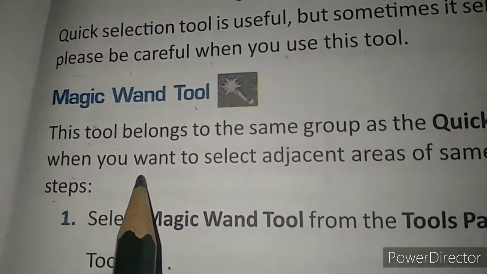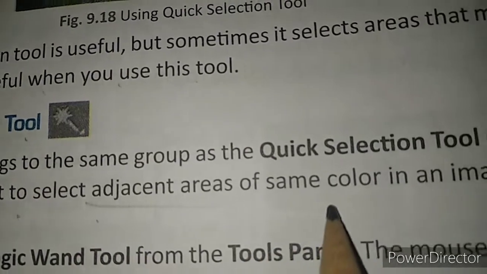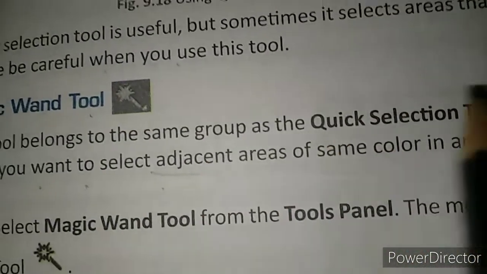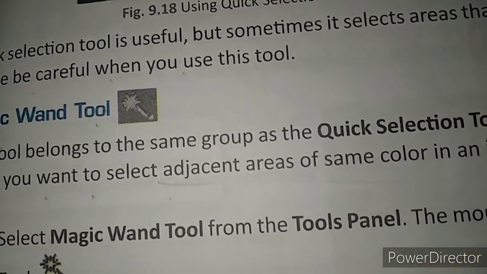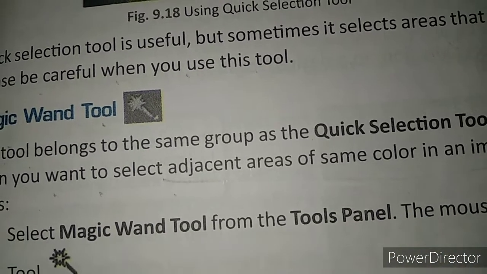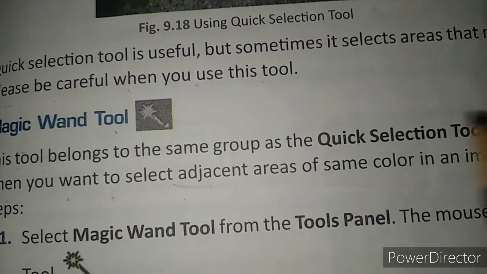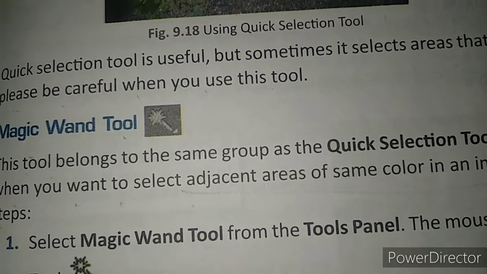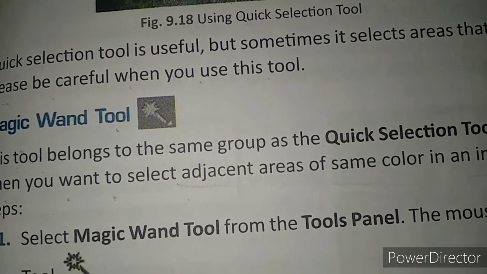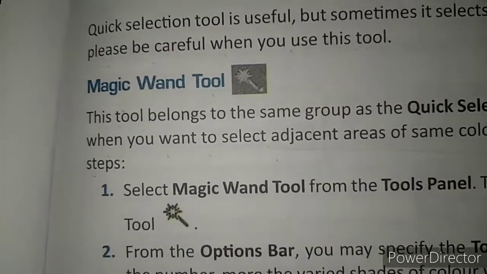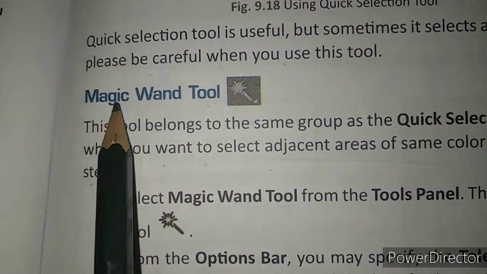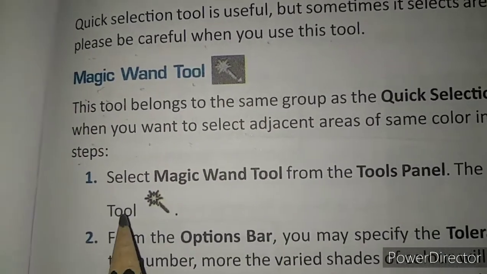It is particularly useful when we want to select adjacent areas of the same color, right? It means if some area is there and a related area is there and they are similar, then when you put your pointer on that area, the related area will also be selected. Now, so the magic wand tool is used.